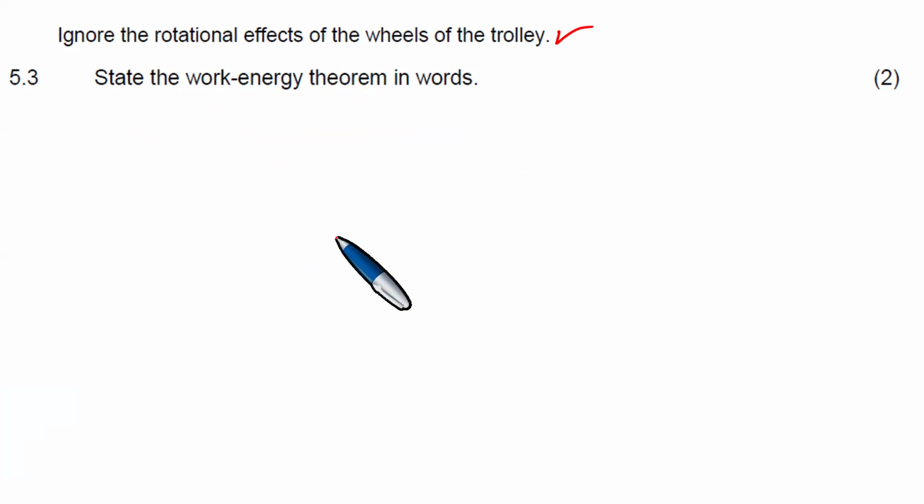Who can state the work energy theorem in words? Please state the work energy theorem in words. Anyone? Anybody home? Is everybody sleeping? Okay, let us state this. So we say that the net.